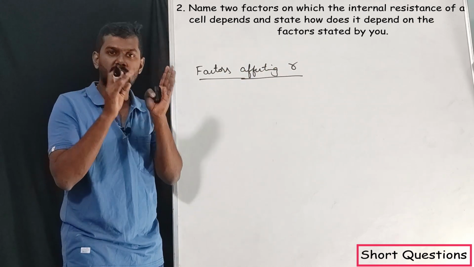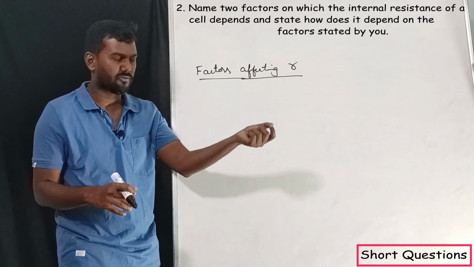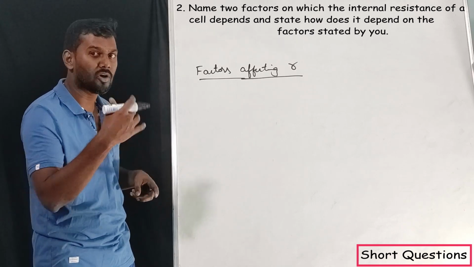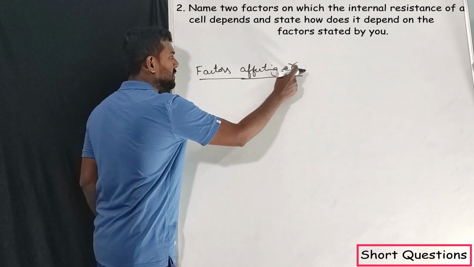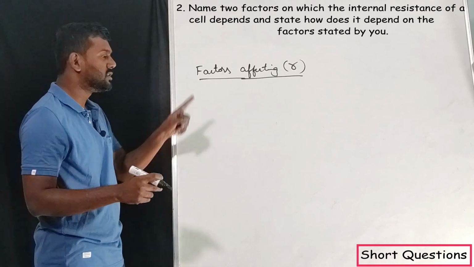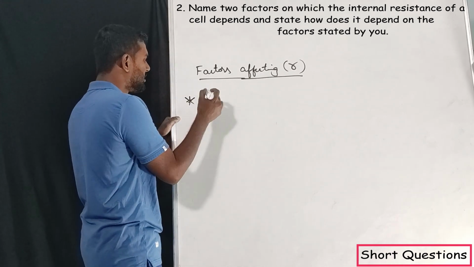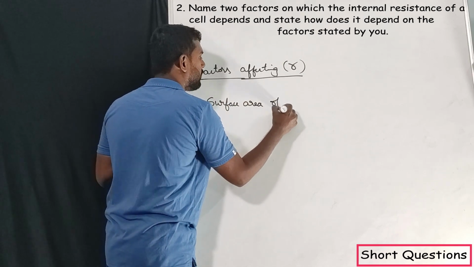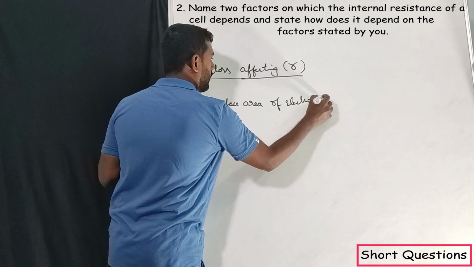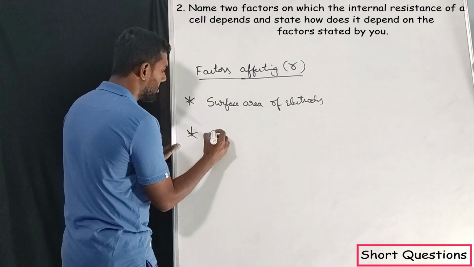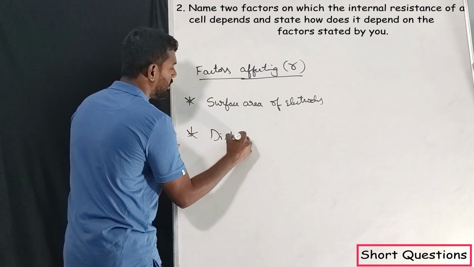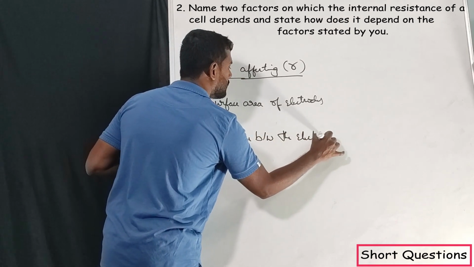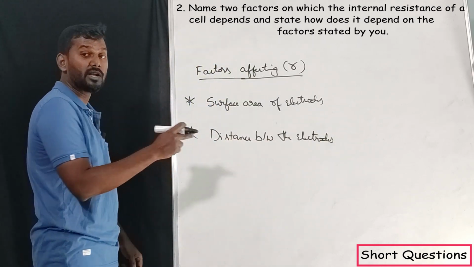Capital V, it is terminal voltage. EMF we know, we are going to write EMF. Small r, internal resistance. Capital R, the external resistance which we are going to add in the circuit. Internal resistance symbol is small r, but in the exam we are going to use the full form. The factors are surface area of electrodes, and the second factor will be distance between the electrodes. You should write it in the expanded form.